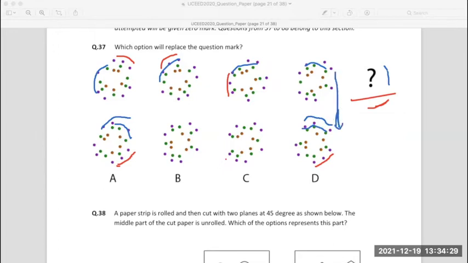So I will say, okay, this doesn't work out with me. Option D is something which is not working out with me. And hence I will go for the option A. Just to cross check again, because there is negative marking, I will again do a cross check.